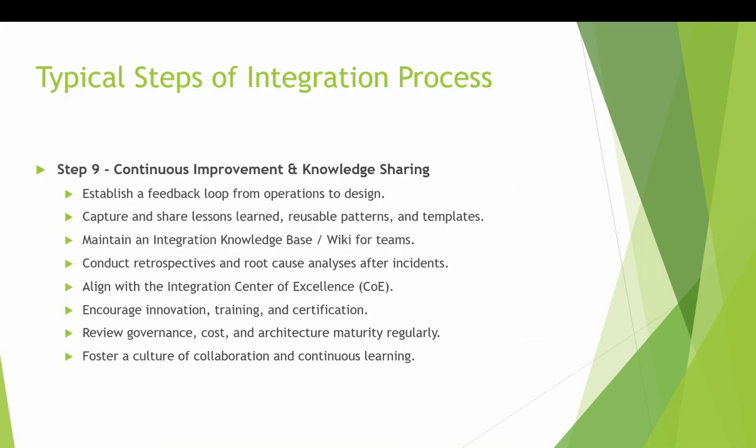Okay, and then we have step 9, continuous improvement and knowledge sharing. Establish a feedback loop from operations to design. So we need to make sure that what we have done and what's happening in the system has a feedback loop up to design, and wherever change is required, we must do it on time.